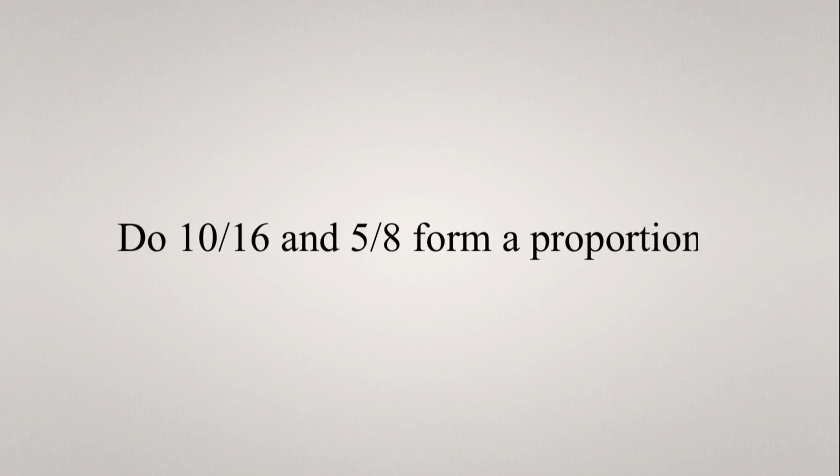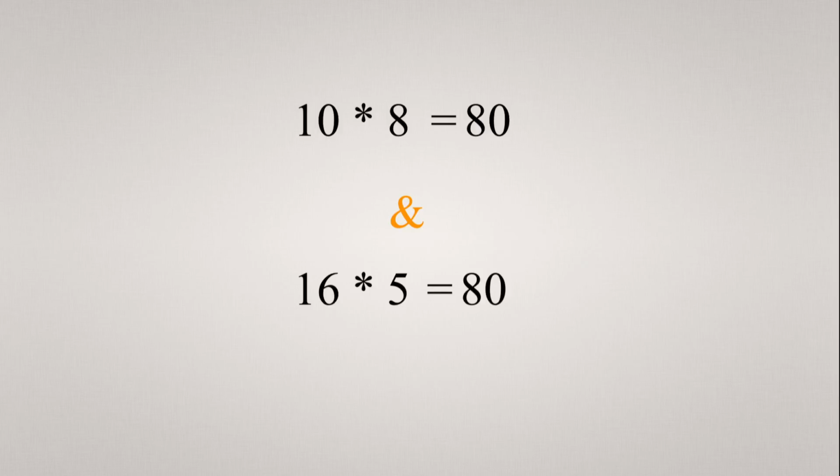Example: do 10 per 16 and 5 per 8 form a proportion? Applying the method of choice 2, 10 multiplied by 8 is equal to 80, and 16 multiplied by 5 is equal to 80. So, here, 80 is equal to 80. Therefore, they form a proportion. When ratios are equal, they are also called equivalent fractions.